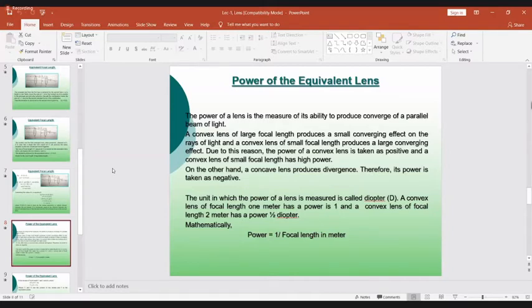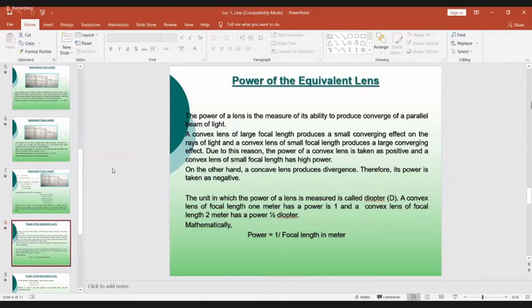So basically, the power of a lens is the measure of its ability to produce convergence of a parallel beam of light. It is for the convex lens, isn't it? And a concave lens produces divergence. Converge মানে কি? What is the meaning of converge? Meeting at a point. Good. After the refraction through the lens, it meets at a single point. And diverge মানে, in case of concave, এটা মনে হচ্ছে ছড়িয়ে পড়তেছে, isn't it?